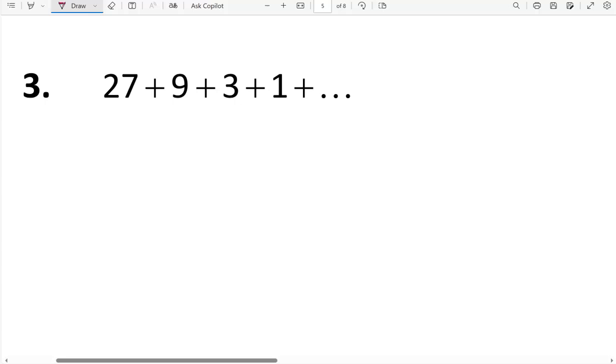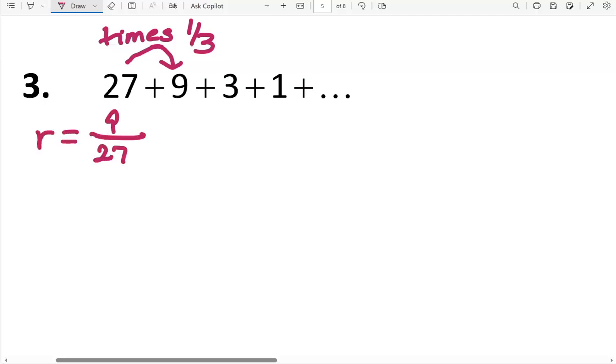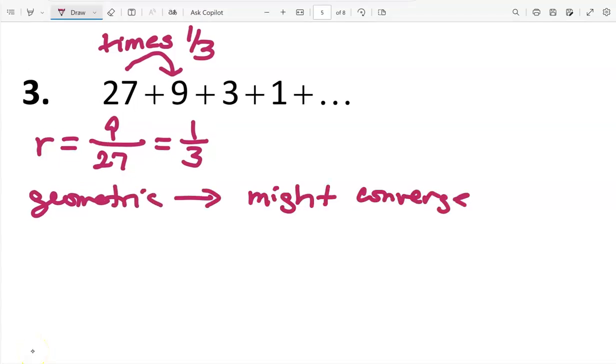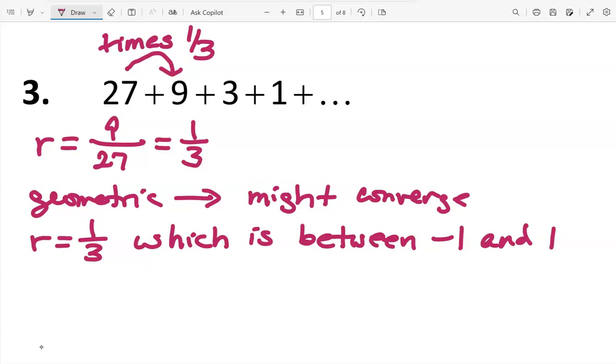Since we have a divergent series, it does not have a finite sum, so we will not find the sum. In number 3, we have a geometric series, since any term can be found by multiplying the previous term by 1/3. The ratio can be found by dividing any term by its previous term. So the second term, 9, divided by the first term, 27, is equal to 1/3. Since the series is geometric, it might converge.